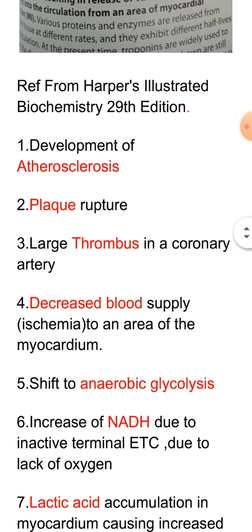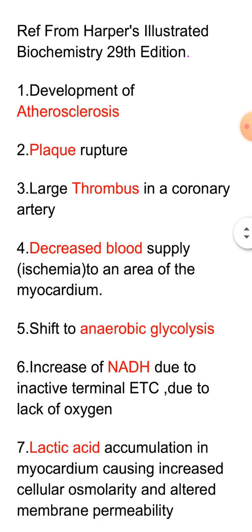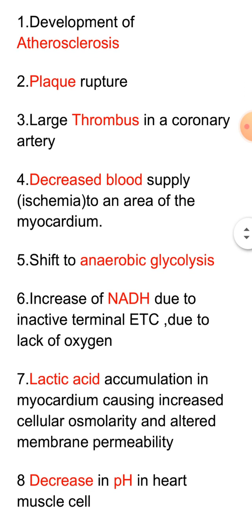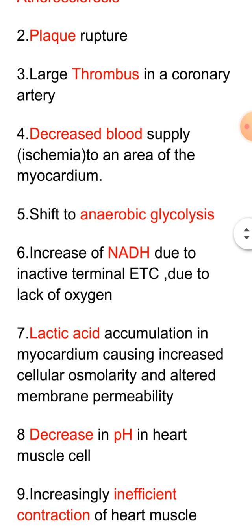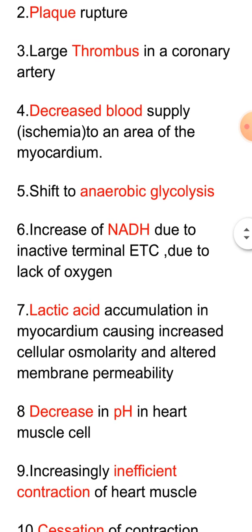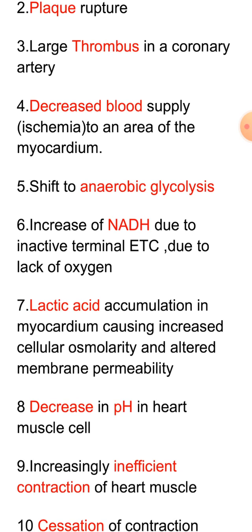So development of atherosclerosis, plaque rupture, large thrombus in the coronary artery, decreased blood supply to an area of the myocardium. When there is decreased blood supply, oxygen supply decreases. So there will be a shift to anaerobic glycolysis. So NADH increases due to inactive terminal of the electron transport chain due to lack of oxygen. Lactic acid gets accumulated in the myocardium, causing increased cellular osmolarity and altered membrane permeability, decrease in the pH of the heart muscle, and increasingly inefficient contraction of the heart muscle. So cessation of the contraction.